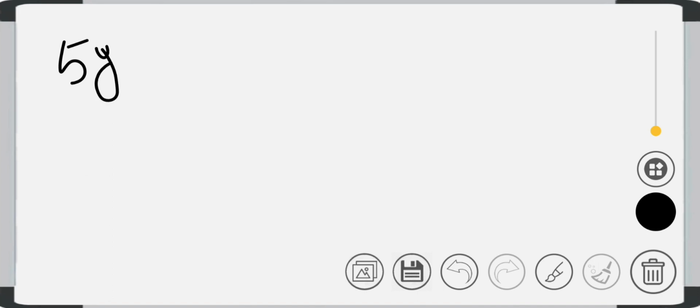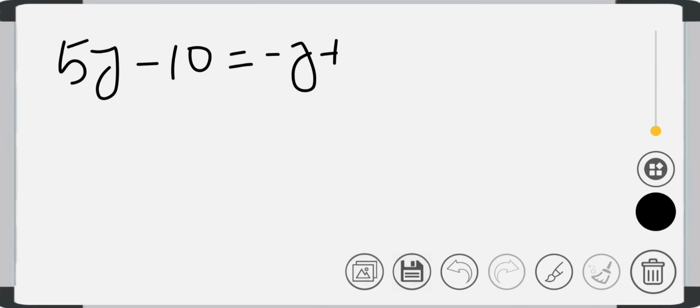5y minus 10 is equal to minus y plus 14. Now you can see that we have two things going on in this equation. First of all, we have two variables on either side of the equal sign, 5y and y. Okay, and then we have two numbers without the variables, minus 10 and plus 14.